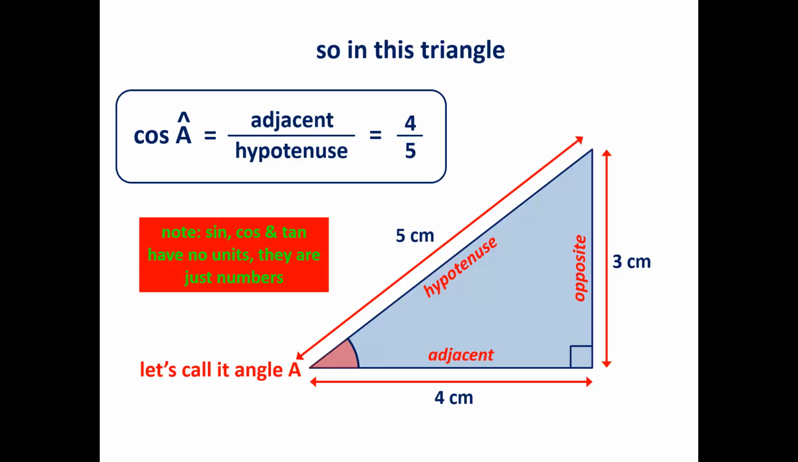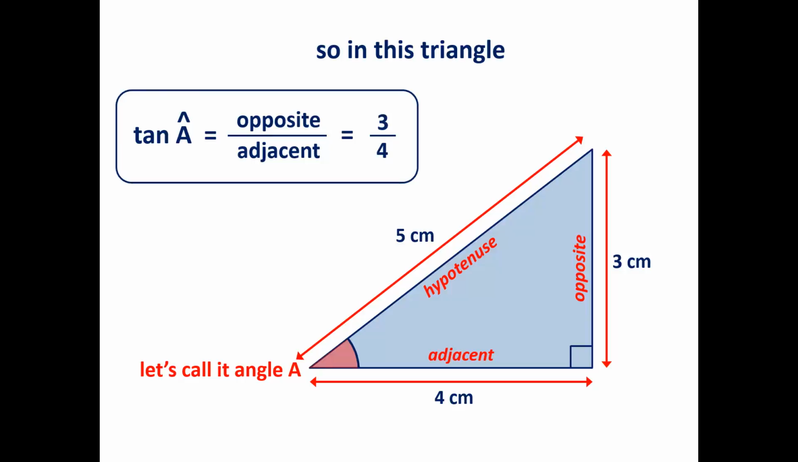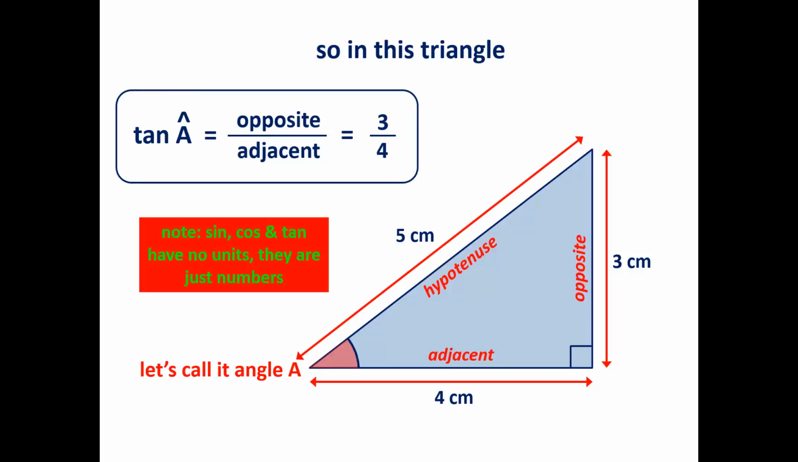Now the other one we had, can you remember what it's called? Sine, cos and tan, that's it. Now I don't know if you remember the definition, quite possibly not. It is opposite divided by adjacent. And the opposite is 3 and the adjacent is 4. So tan of angle A is 3/4. There we go. We like to impress that. There are no units, just numbers.